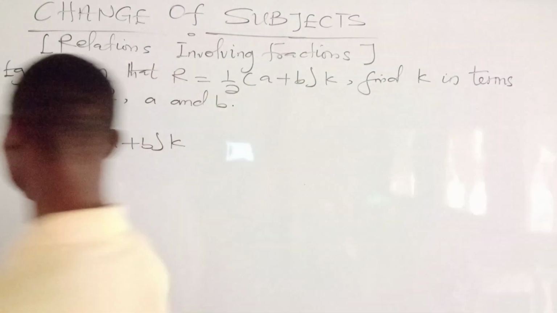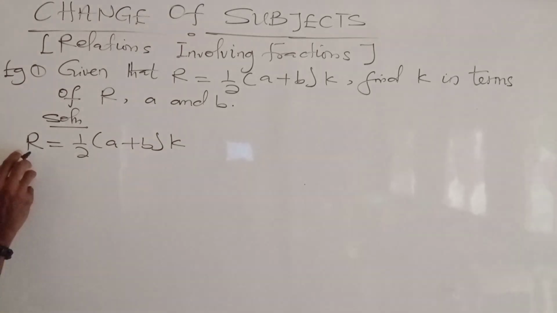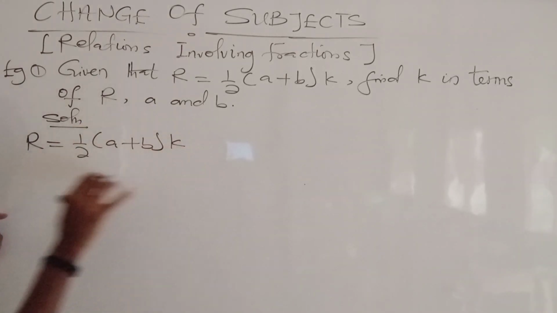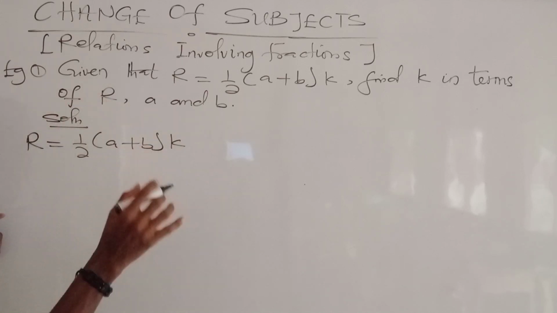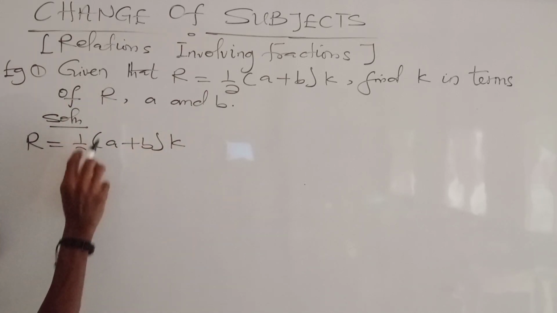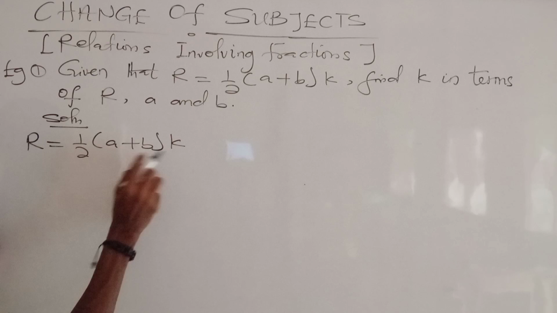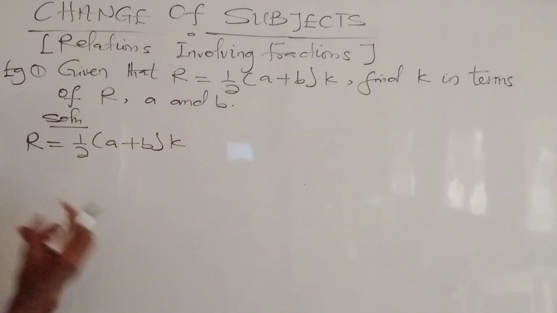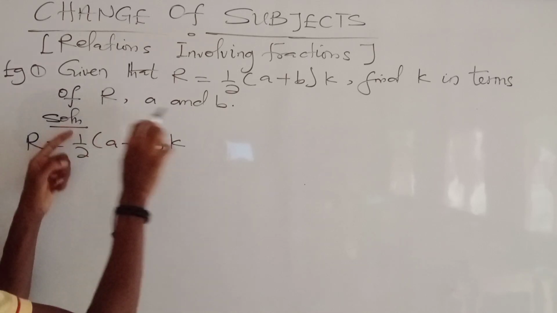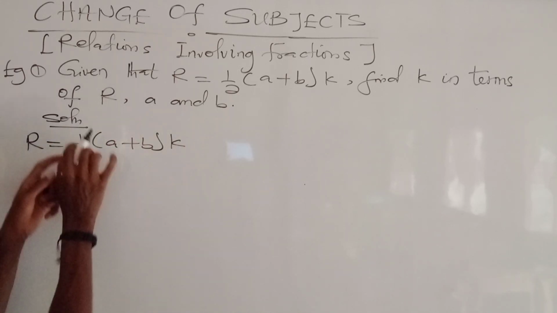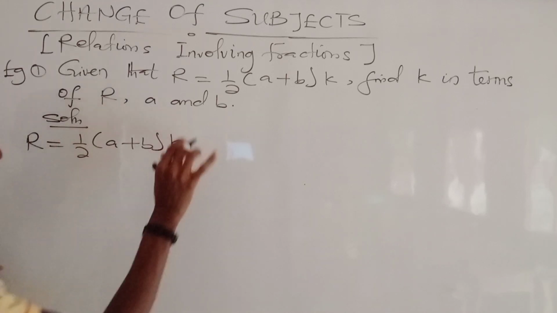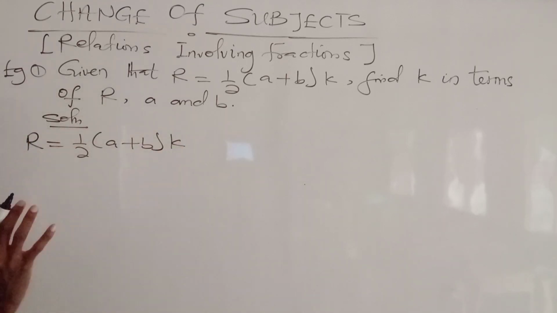So let's go ahead. The r, we are going to multiply it by 2, and this whole expression also we are going to multiply by 2, because 1 over 2 into bracket a plus b bracket close, b multiplied by k, it is one term on its own. The reason why it is one term on its own is because everything is multiplying.